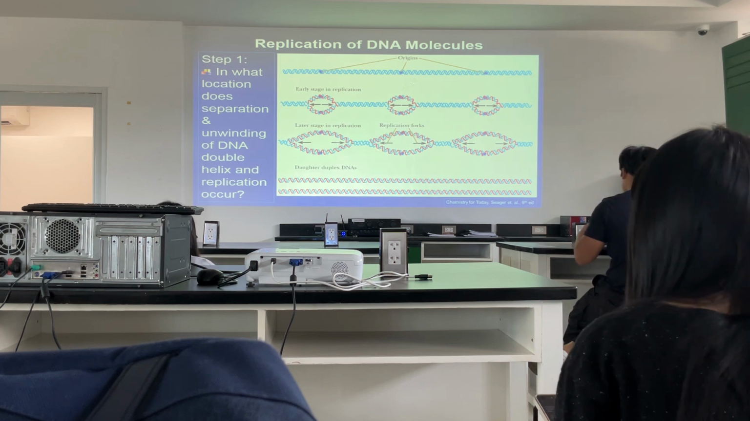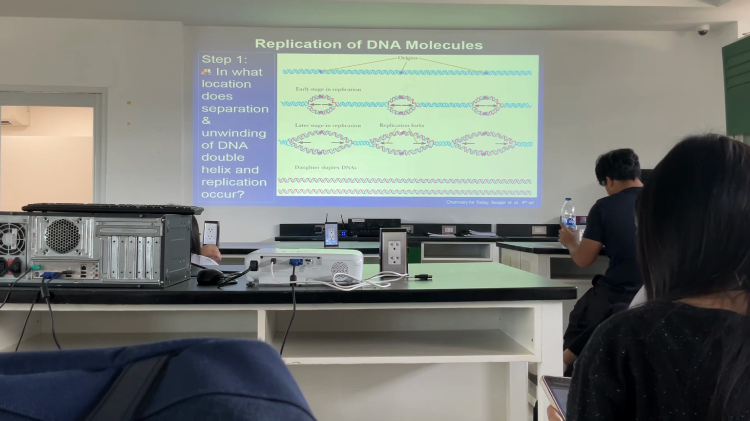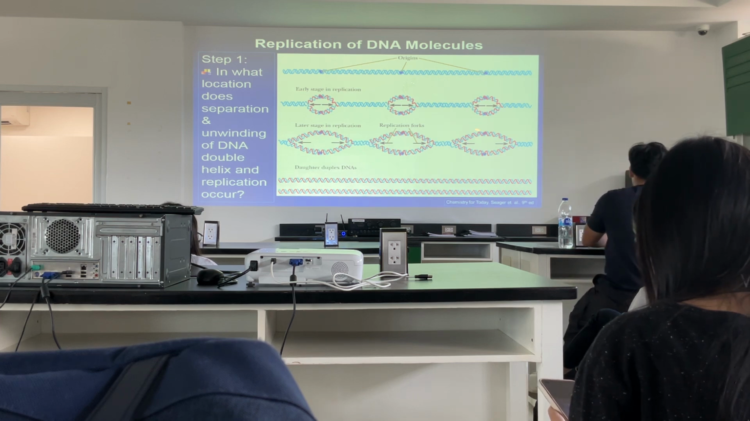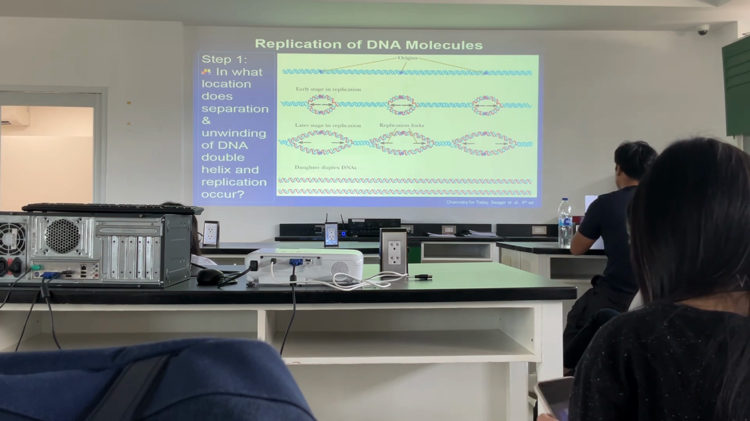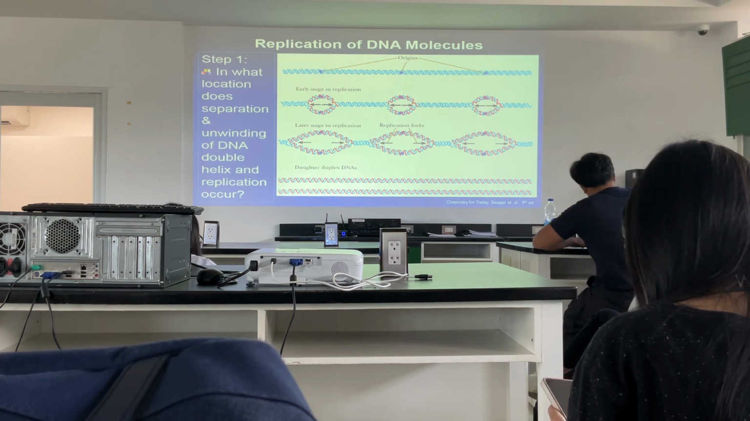And once a new strand is being synthesized, then they will be connected to one another because you have breaks here. And the one connecting the fragments of the polynucleotide chains, as we have said, is your enzyme DNA ligase.